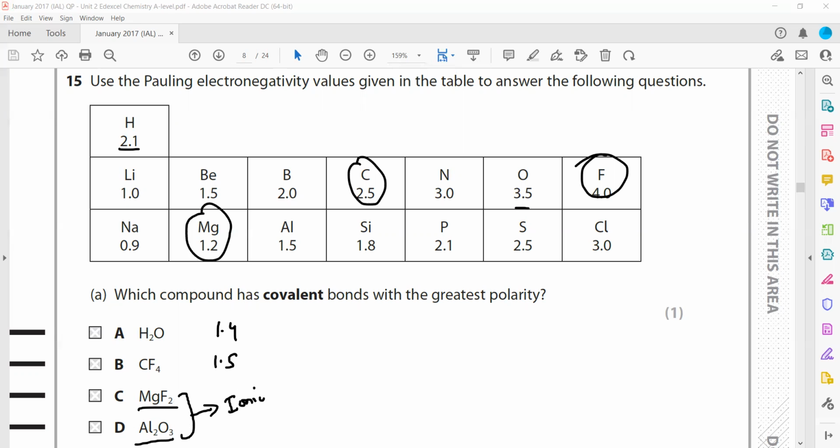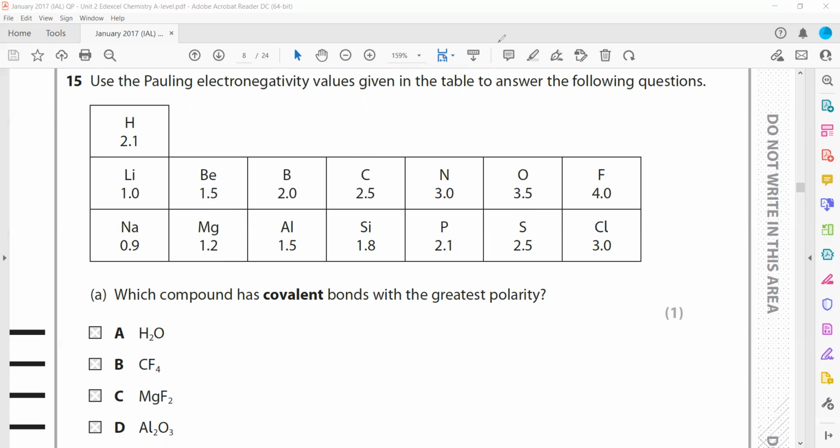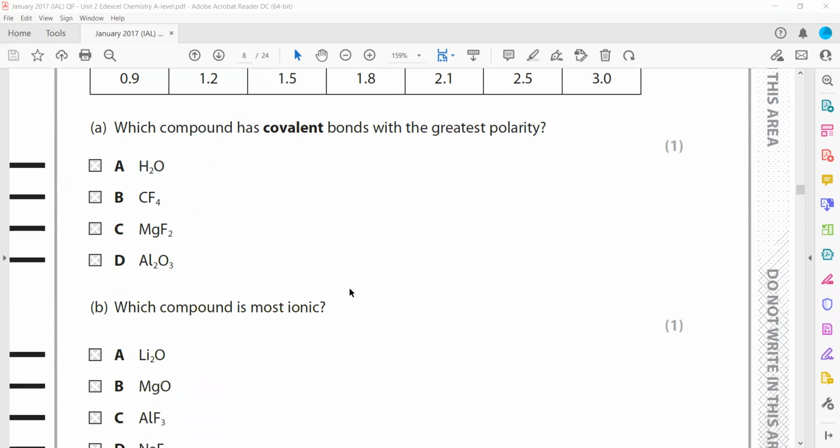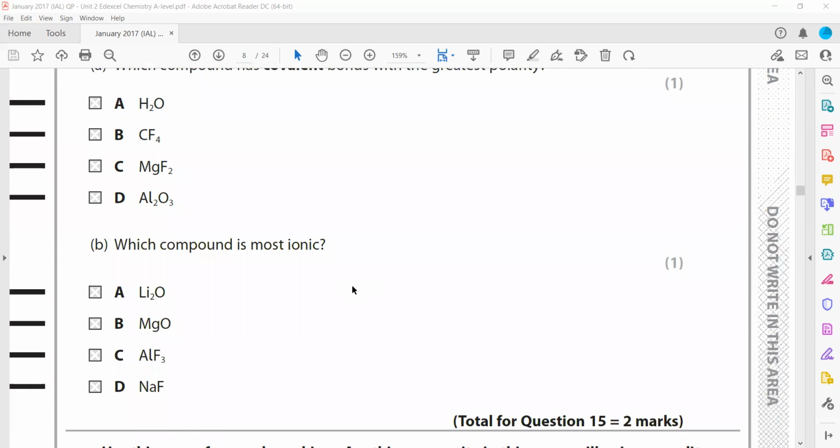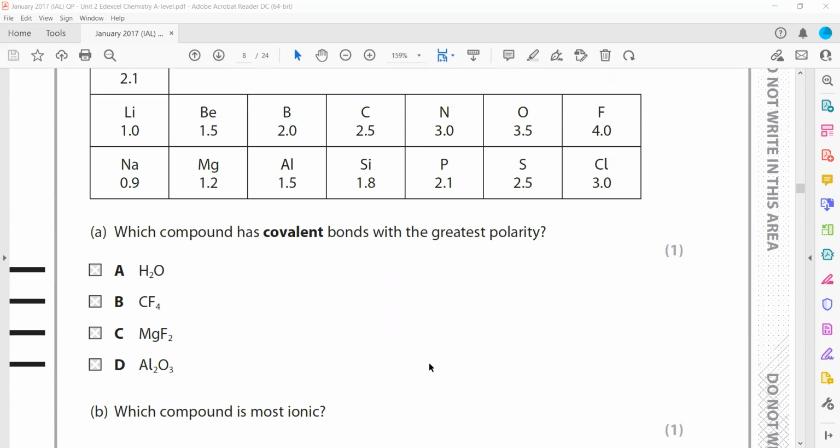So we are left with only two options, A and B, and we have to check between them only. Which has the higher difference in electronegativity? B has the higher difference in electronegativity. That's why B is likely to be a polar covalent compound, or a covalent compound with a greater ionic nature. This is called the ionic nature of a covalent compound. Which is the most ionic? The same idea: to know the most ionic, it should have a greater difference in electronegativity.